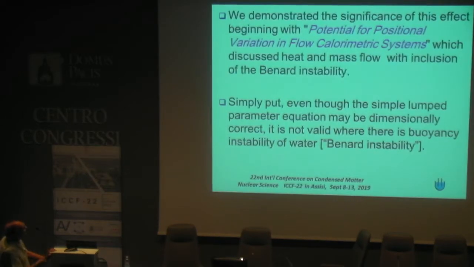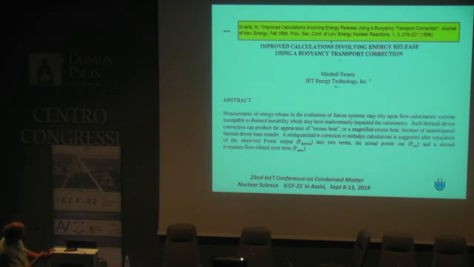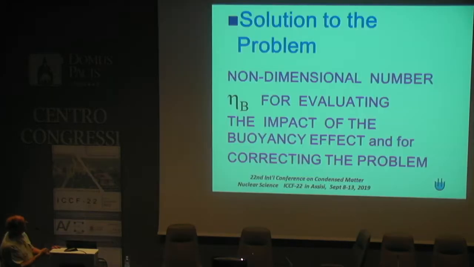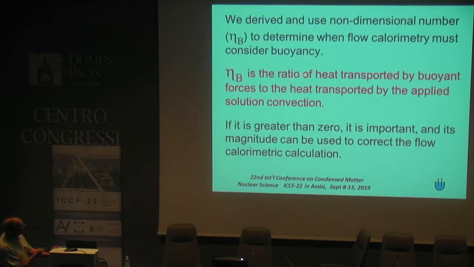All right, so we first wrote about this in the 90s, in this paper, 96. And what we found out, amazingly, because I didn't realize how important it was, is that with horizontal flow, we actually have the flow. A to B is a number that we use. It's a non-dimensional number that can evaluate how important this effect is. And what it is, it's the ratio of heat transported by buoyant forces that I've just shown you to the denominator of all applied solution convection. In flow calorimetry, the solution convection is what we assume only exists, but you have to add in the buoyancy term too. So if the ratio is greater than 0, it's important and it has to be corrected, and I'll show you how easy it is.